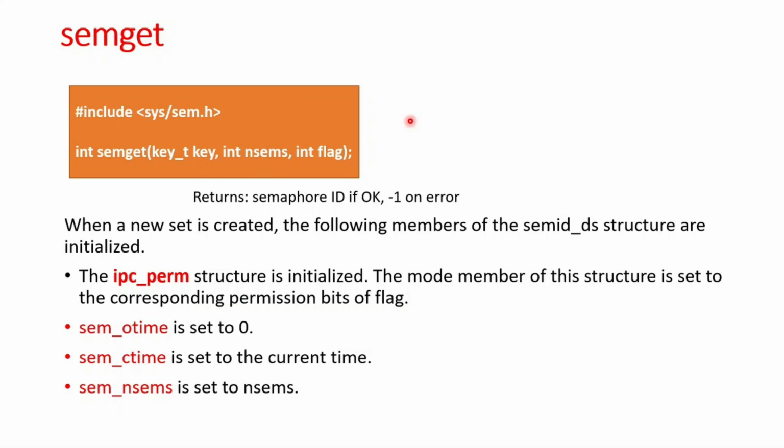Semop is the function which we will be seeing in the upcoming slides, and sem_ctime is nothing but the last change time in the semaphore value. Okay, so this is about the semget function, which is used to create a new semaphore or open an already existing semaphore.